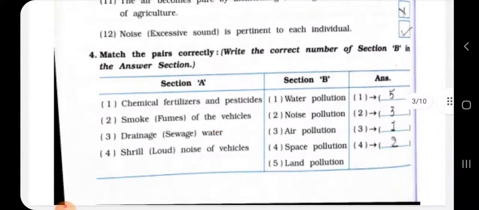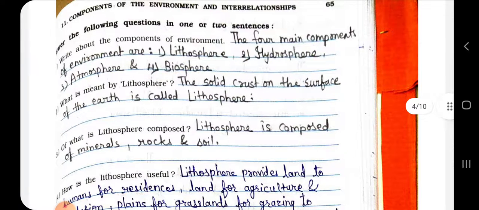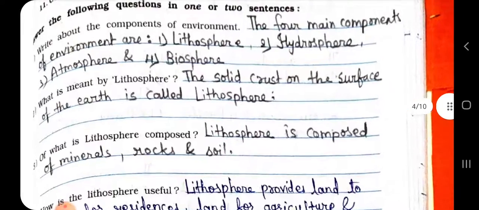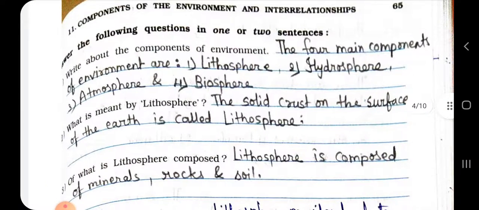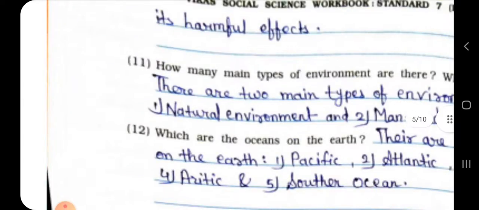Students, these are very helpful for you because all objective question answers are given. Now this is the short question answer. Write about the components of the environment.